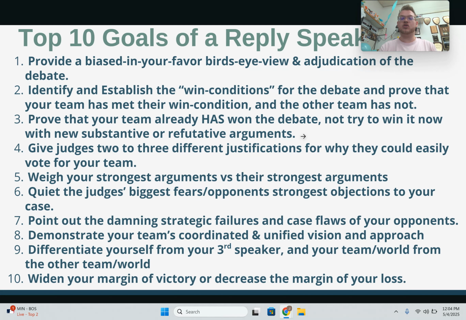You need to give the judges 2 or, I guess, 3 different justifications for why they could easily vote for your team. You need to weigh your team's strongest arguments versus the other team's strongest arguments and prove that yours are stronger. You need to quiet the judge's biggest fears or your opponent's strongest objections to your case. You need to point out the most damning strategic failures and flaws of your opponent's case and their strategy in the round. You need to demonstrate your team's coordinated and unified vision and approach throughout the debate. You need to differentiate yourself with your third speaker and your team's world from the other team's world. And you need to widen your margin of victory if you're already winning or decrease the margin of your loss if you're already losing. So these are the goals that you should have when giving a reply speech.